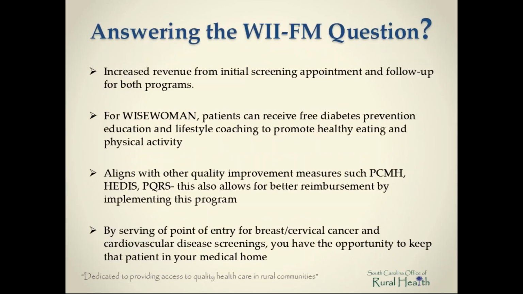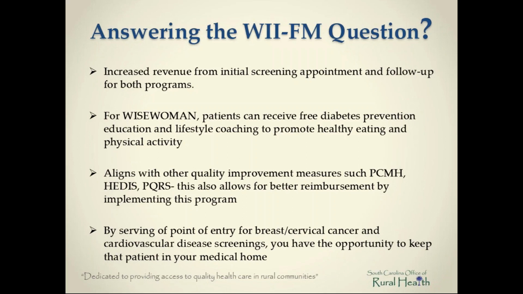So really, at the end of the day, we need to answer the question for those of you that are thinking about becoming Wise Woman providers: the WIIFM question, and that is an acronym for what's in it for me. First of all, for many rural providers, they often have to write off services provided to self-pay patients because they simply do not have money to pay. And when we're talking about uninsured women between the ages of 40 and 64 years of age, most of the time they will qualify for these services.